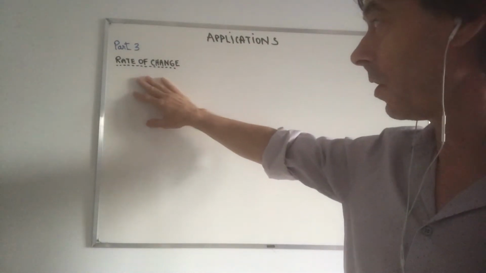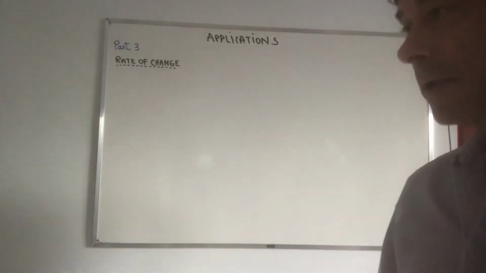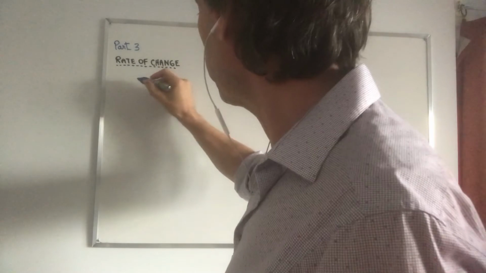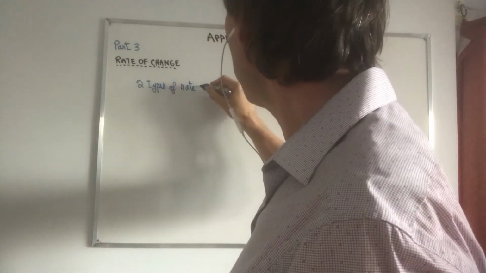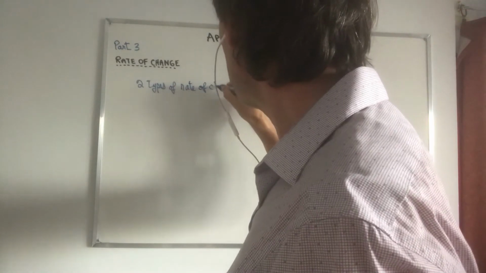Today, we're going to talk about the concept of rate of change. What is a rate of change? Well, there are two types of rates of change. Two types of how things are changing and the rate at how they change. And what are these two types?